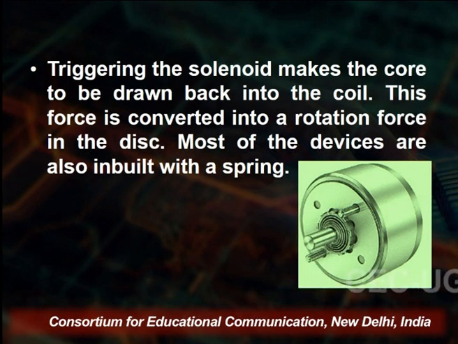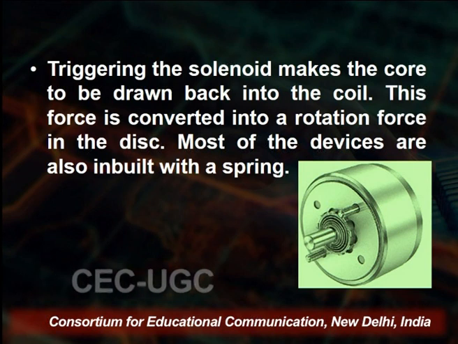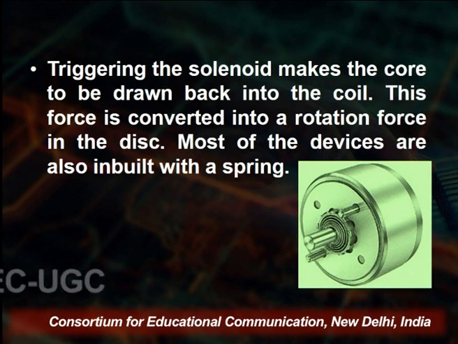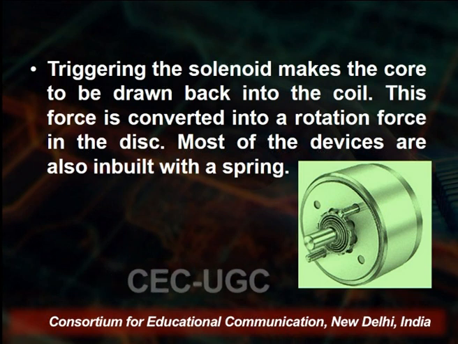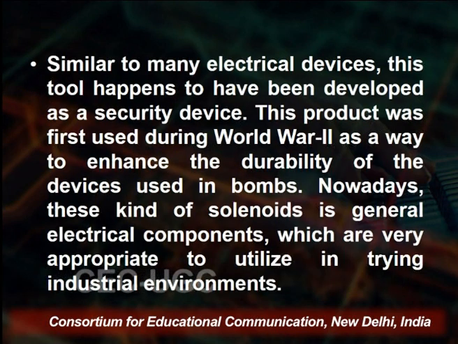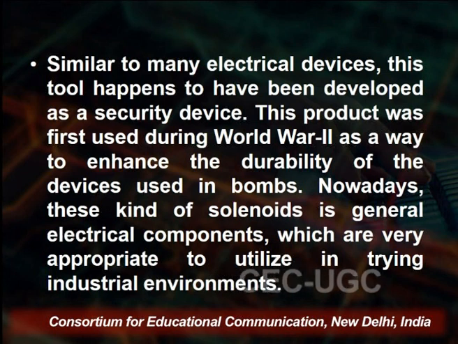You see here, in this type of rotary solenoid, triggering the solenoid makes the core be drawn back into the coil. This force is converted into a rotation force of the disc. Most of the devices are also built in with a spring. When the power supply is detached from the solenoid, the spring makes the core be drawn out of the coil, releasing the disc and moving it back to its original position. So it is just similar to other electrical devices.